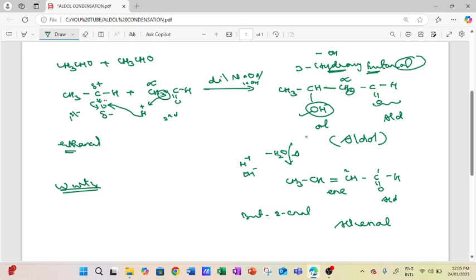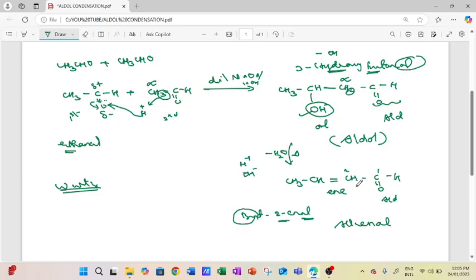Similarly, if the question is ethanal to butenal, in this case an aldehyde and an alkene are there. So doubling the number of carbon atoms is giving only this reaction, which is aldol condensation. So it is not only about completing the reaction, you have to learn conversions as well.